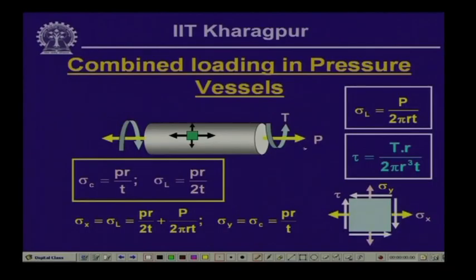Now, if such pressure vessels, which are subjected to internal pressure because of the contained liquid, are subjected to some kind of external loading as well, as indicated over here, say the pressure vessel is subjected to a tensile pull P and also a twisting moment T externally, then what will be the consequence for the stress, say at this particular point A?